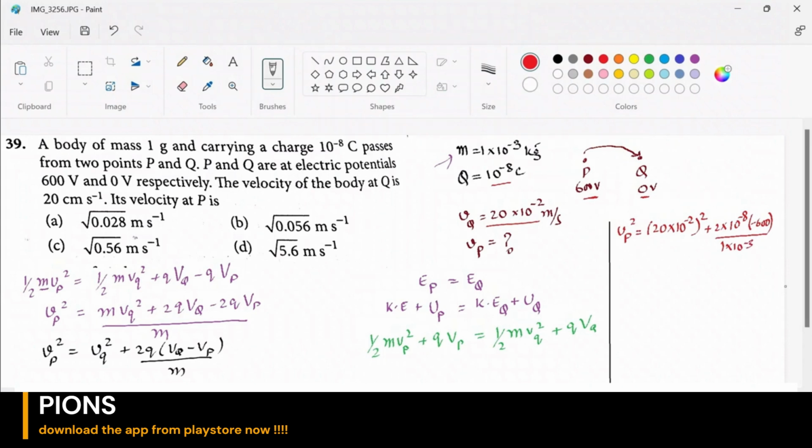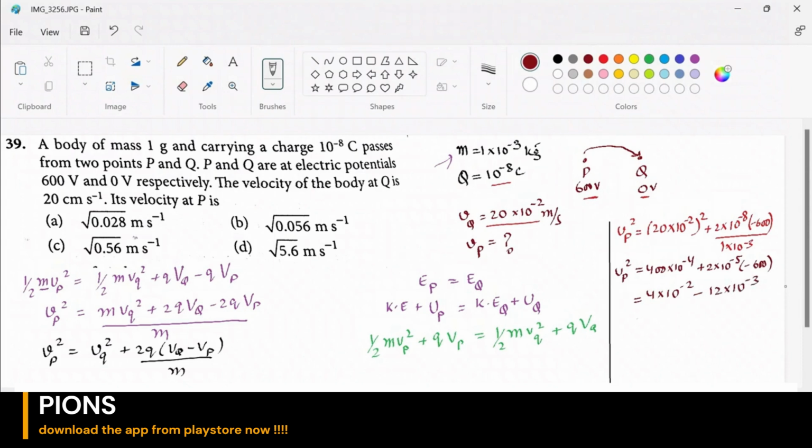Okay, great. Now what do we have to do next? We will solve. Vp square will be equal to 400 into 10 to the power minus 4, and plus, let's cancel out 10 to the power minus 3, goes up, it will be 2 into 10 to the power minus 5, and minus 600 as it is. Let's simplify further. So let me write 400 as 4 into 10 raised to minus 2, and here we can write it as minus 6 into 10 to the power minus 3.